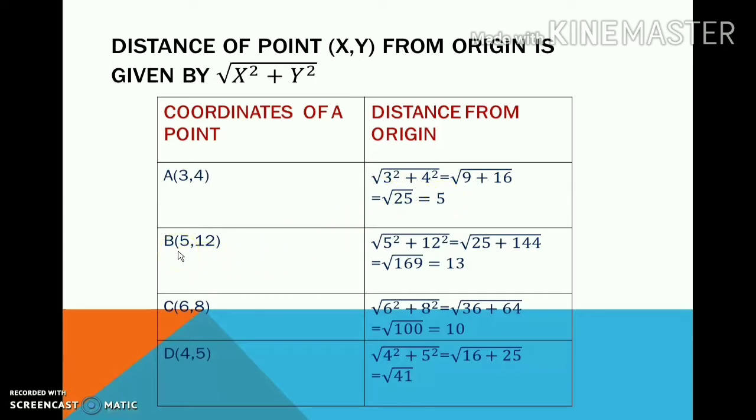Similarly, if we want to find out distance of point P having coordinates 5, 12 from origin, तो क्या करेंगे? Under root 5 square plus 12 square. 5 square is 25. 12 square is 144. जब हम इन दोनों को ऐड करेंगे, we get 169. And square root of 169 is 13. Similarly, we can do these two parts. आप ये try करके देखिएगा.